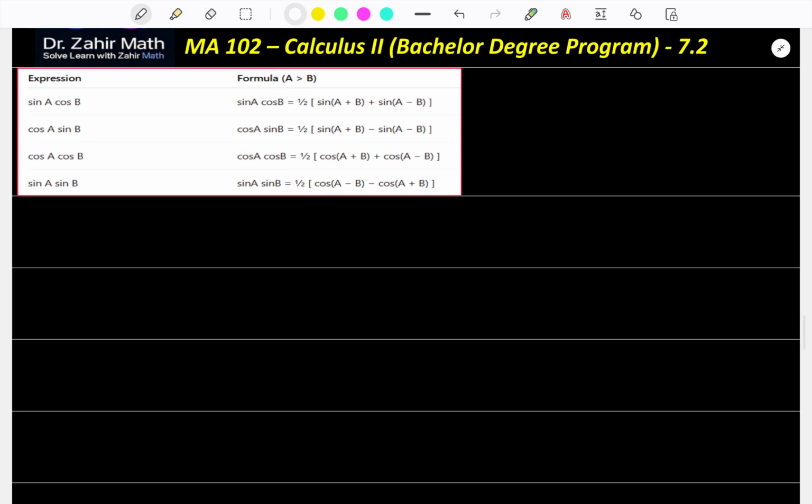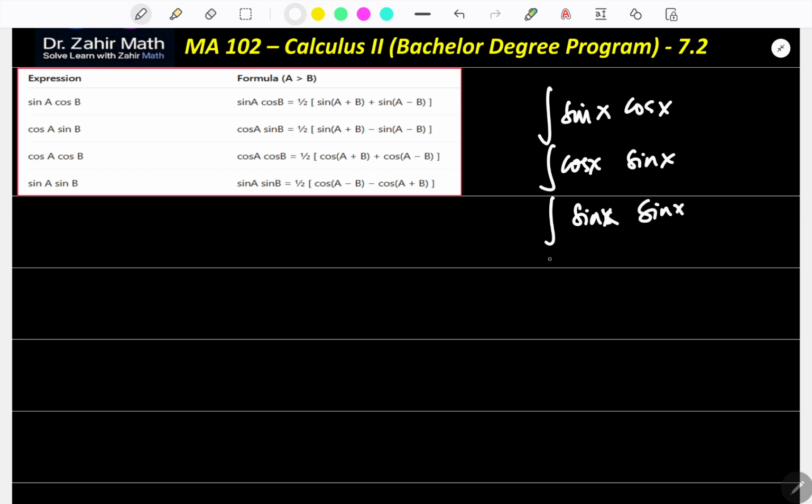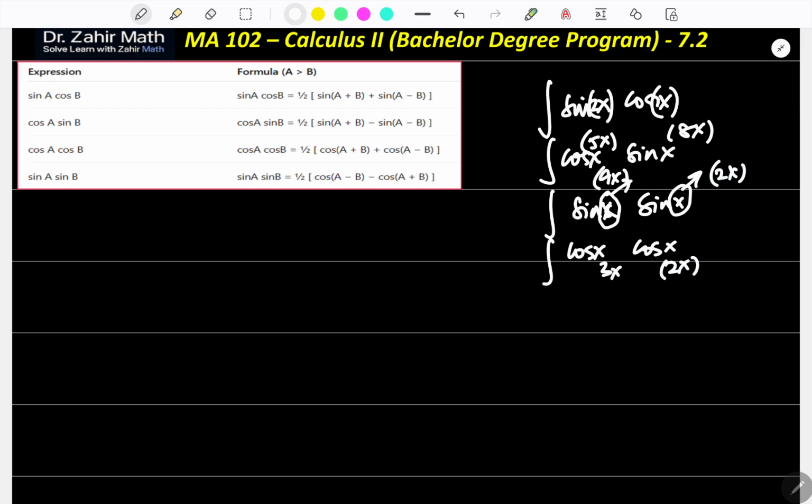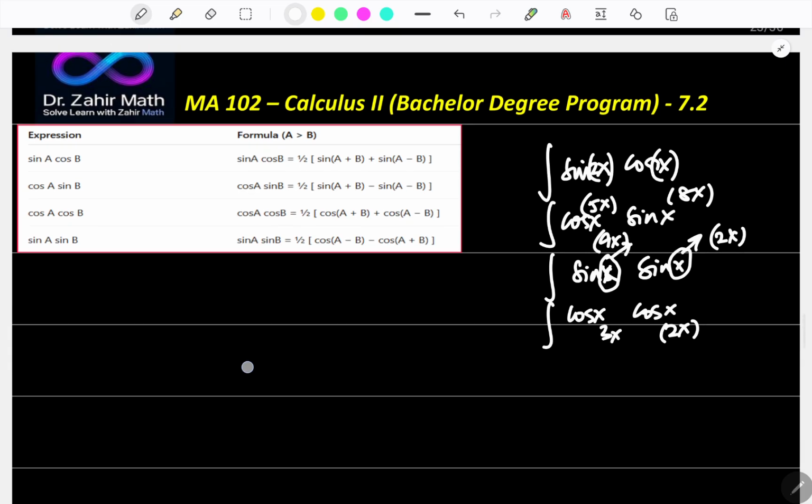The next situation is a product of two functions. It means no powers, like this: sine and cosine, cosine and sine, sine and sine, and cosine and cosine. If this situation comes and this x is different and this x is different, for example here 2x, here it may be 3x, here 5x, here 8x, here 9x, here 2x, here 3x, like that, you have to use this formula.